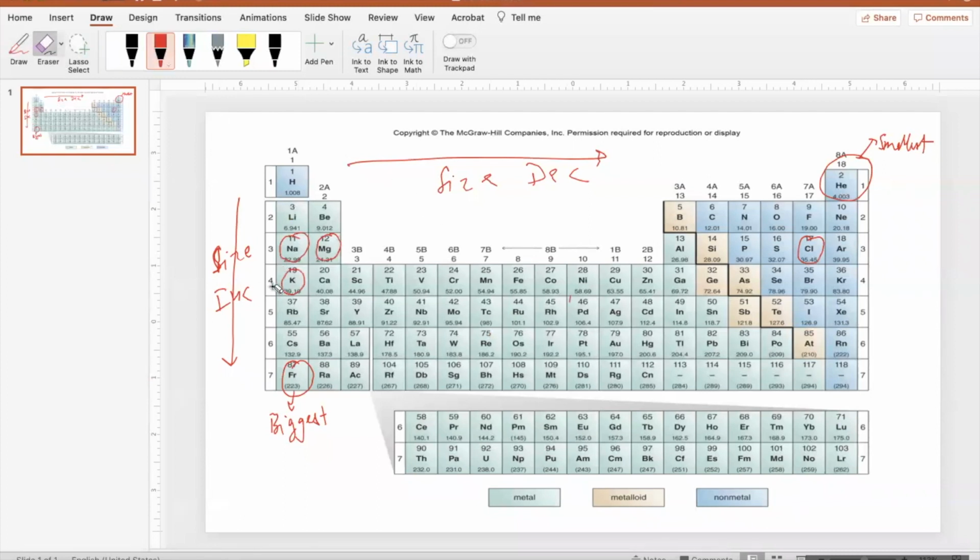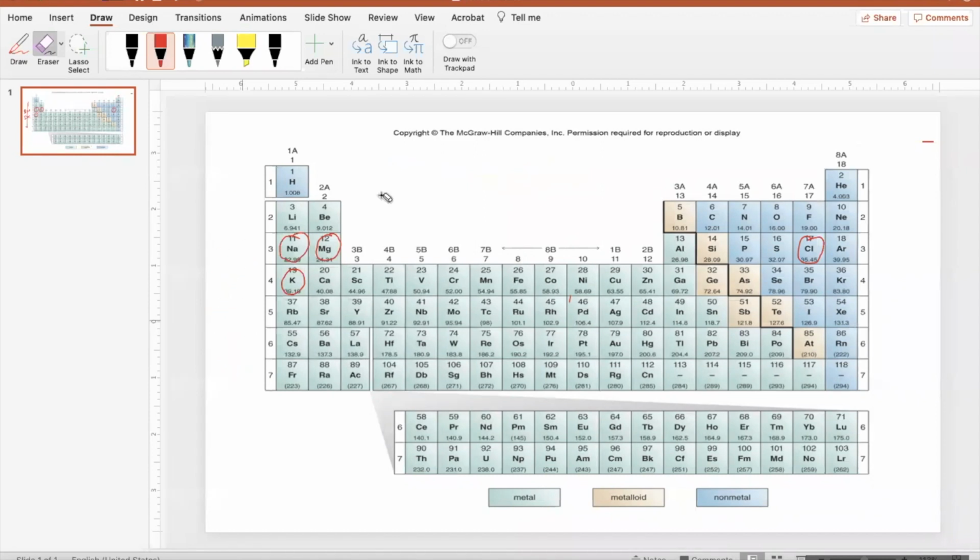So first of all, what we already know is things on the right-hand side are the smallest, and things on the left-hand side are bigger, and things as you go down are going to be bigger. Let me show you that again. As you go to the right, things get smaller. So chlorine must be smaller than magnesium, and magnesium must be smaller than sodium, right? And between sodium and potassium, which one is going to be bigger? Potassium is going to be bigger, because as you go down, size is bigger.